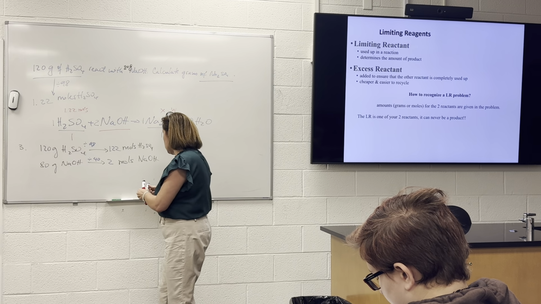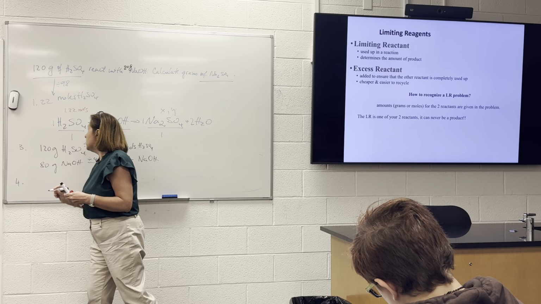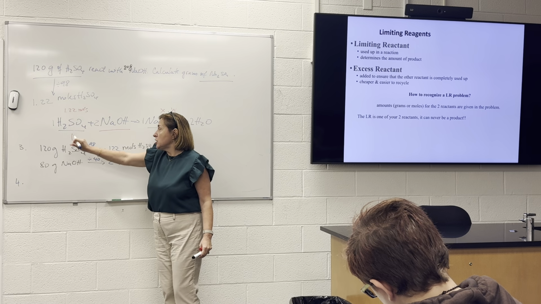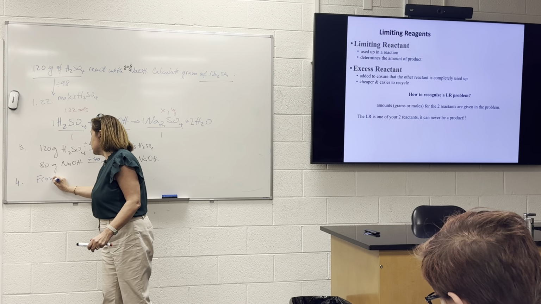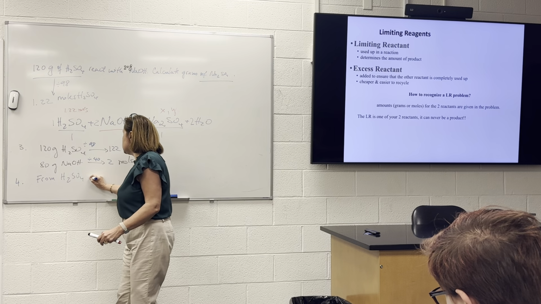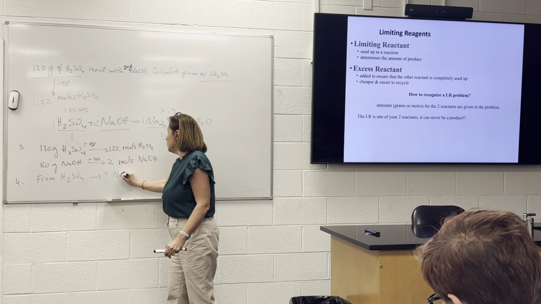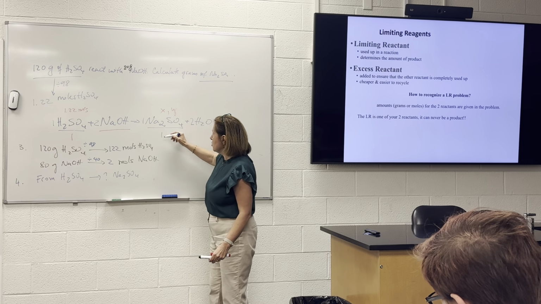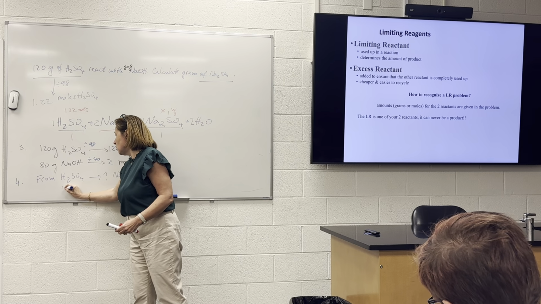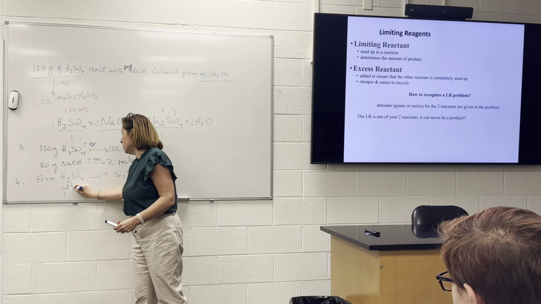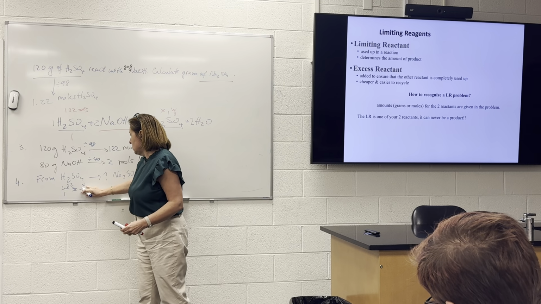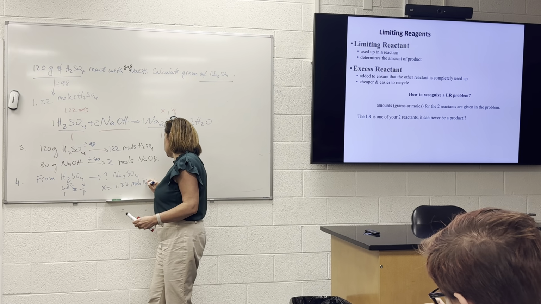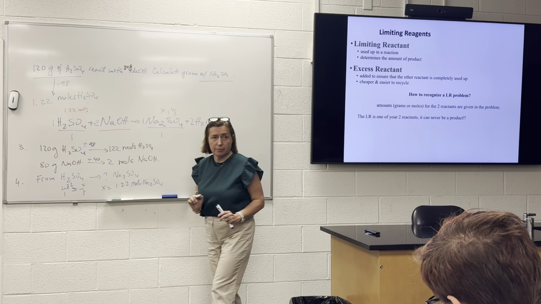Step 4 in the stoichiometry problem says calculate your product based on the given information. So from H2SO4, I want to see how many moles of Na2SO4 I'm going to get. And I have 1.22 over 1 is X over 1. So 1.22 over 1 is X. We've seen this before. And that is X is 1.22 moles of Na2SO4. That is your first answer.